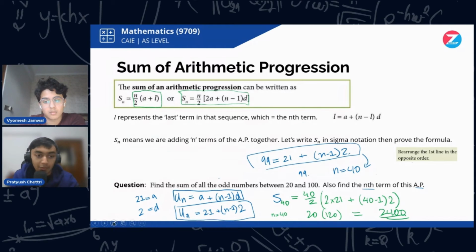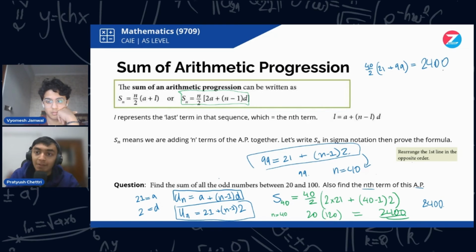So that's one way of doing it, 2,400. The other way to do it is, since we know that the sum of an arithmetic sequence is simply the number of terms divided by 2 times the first term plus the last term. Our first term was 21, our last term was 99, and we had 40 terms. So this gives us 20 times 120, which is again 2,400. That's another way of doing it.